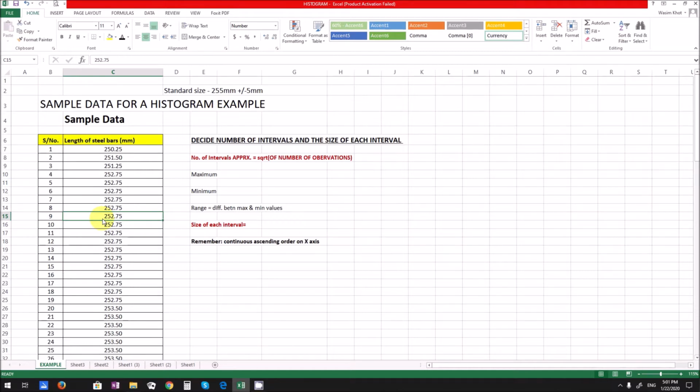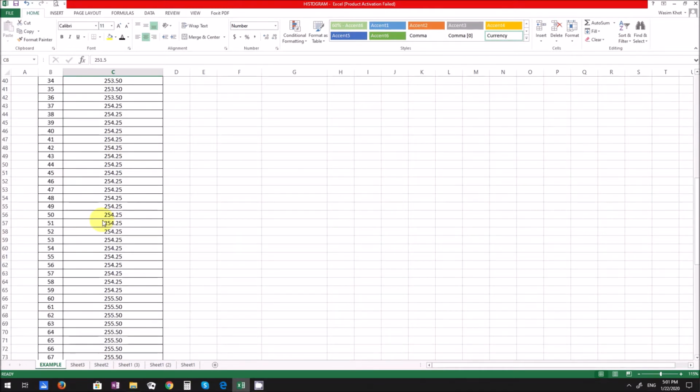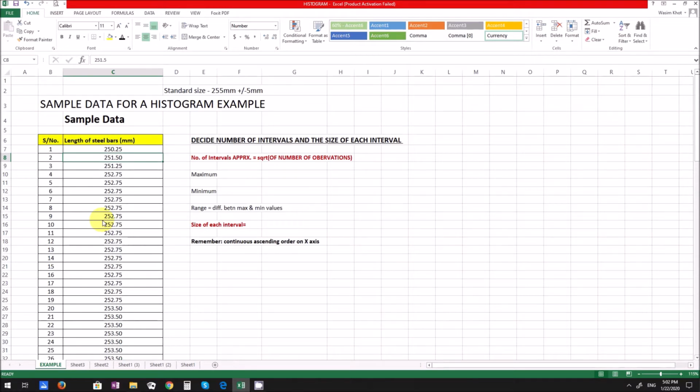Now, as we know, a histogram is used to find out the frequency distribution of the data. So we need to find out how this data is distributed. In the x-axis we will have the intervals, and in the y-axis we will have the frequency or the count for each interval. Before you begin the histogram, we need to decide the number of intervals and the size of each interval.